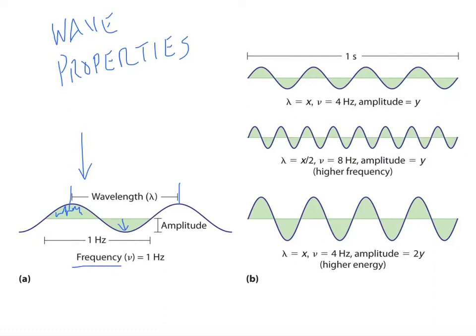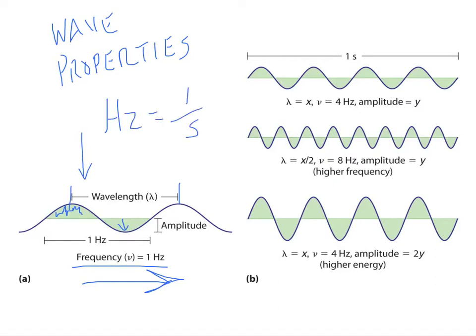Now that would be the frequency if this wave was in motion, and we can put it in motion to the right, and we saw 1 full wave cycle go past a point every second. 1 cycle per second is 1 hertz. So remember, a hertz is also equal to 1 per second.